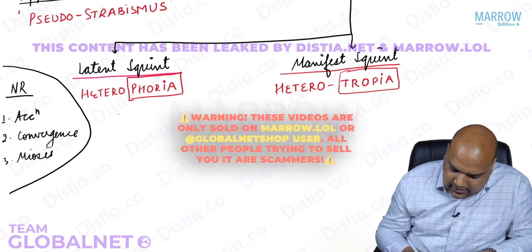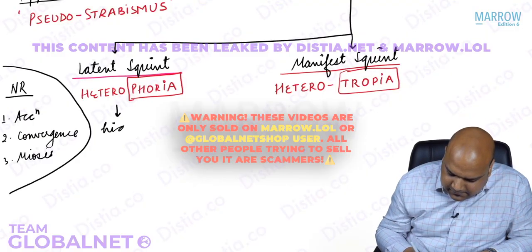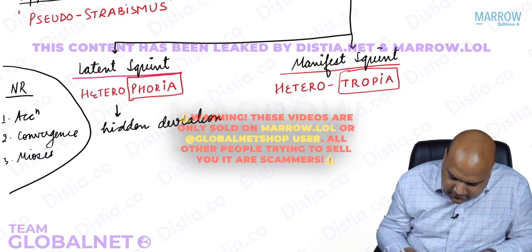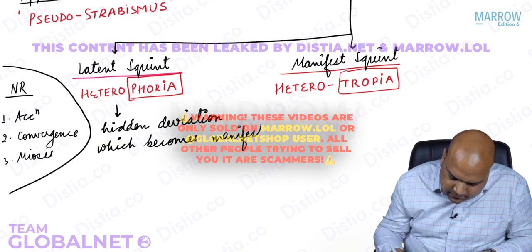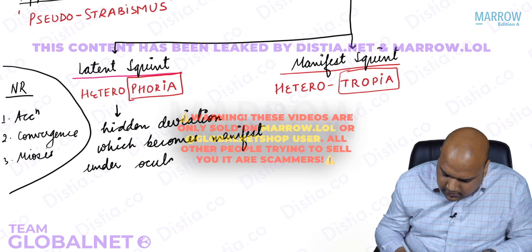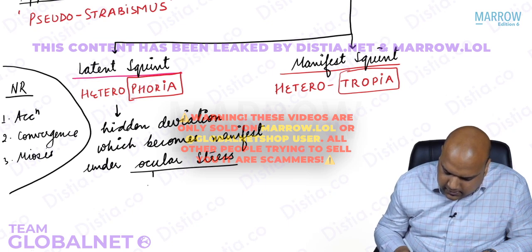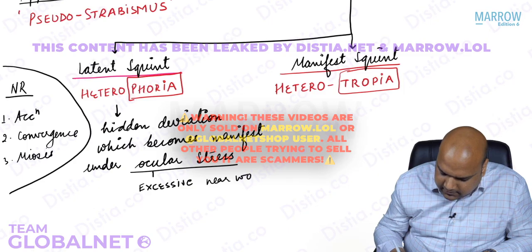What is latent squint? Latent squint is hidden deviation which becomes manifest under ocular stress. And ocular stress is excessive near work.